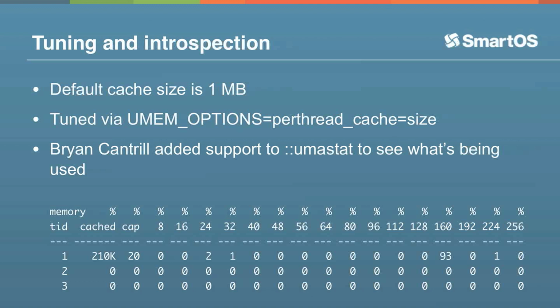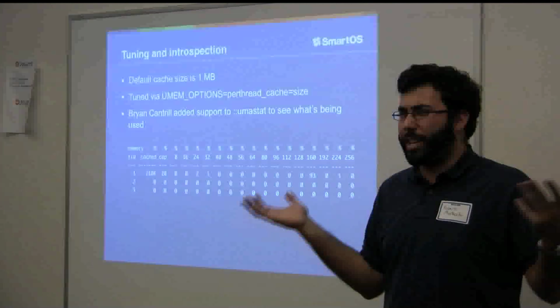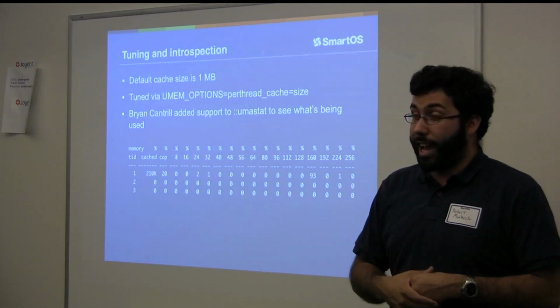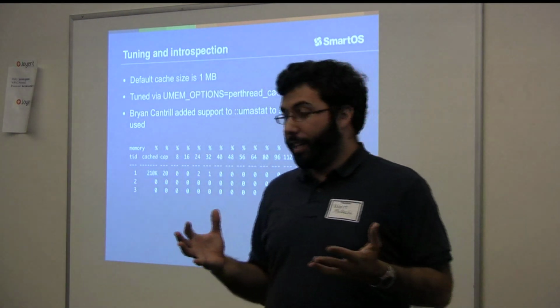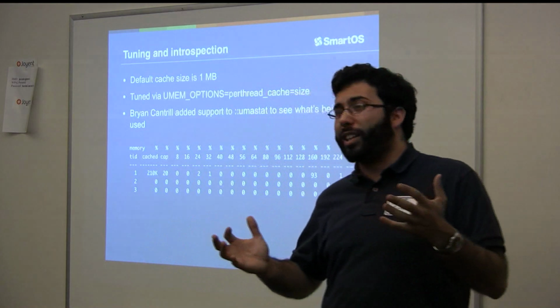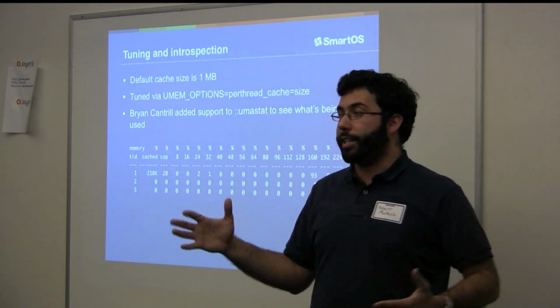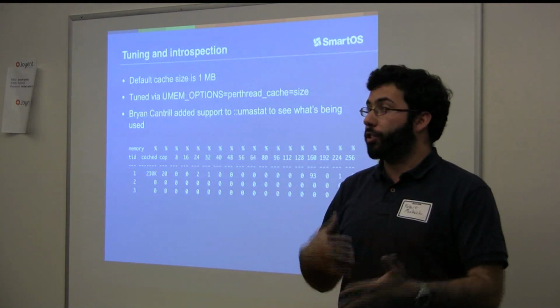There's a bit of tuning and introspection you can do. The default cache size for each thread is 1 megabyte. You can tune that up or down, as the case may be. So ask yourself, how do I even know if this is working for me? Should I increase it? Should I decrease it? Brian went and added and enhanced the UMA stat command as part of MDB. From here, you can understand how effective the per-thread caching is. What am I caching in here? Do I have a lot of spare memory? Am I using too much memory?